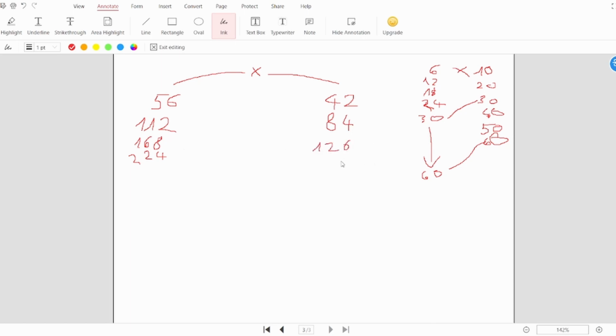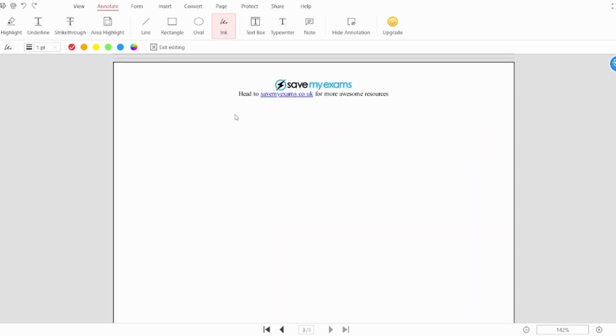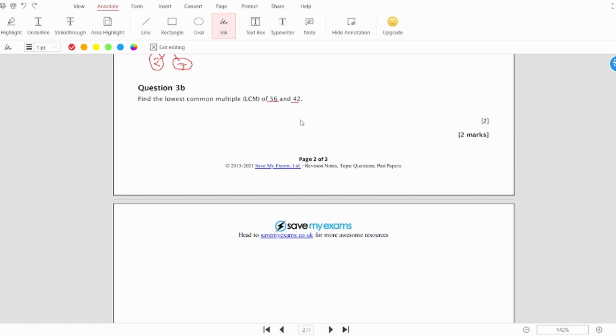That's still not common, is it? So if you add another one, that's going to be 168. There you go, you found it. You got the common multiple. The lowest common multiple of both of these is 168. Now another way of doing this is better for bigger numbers.